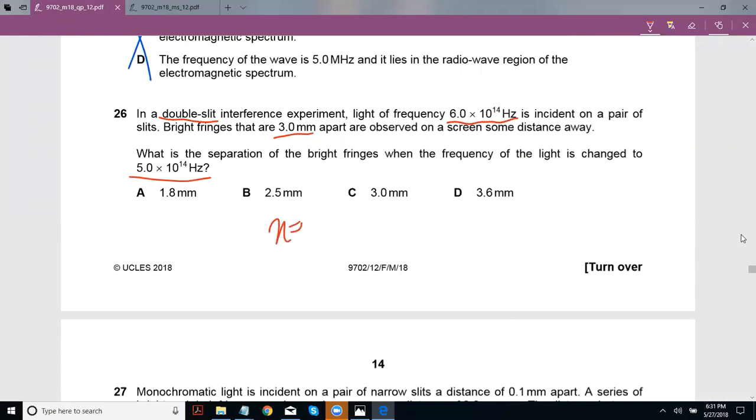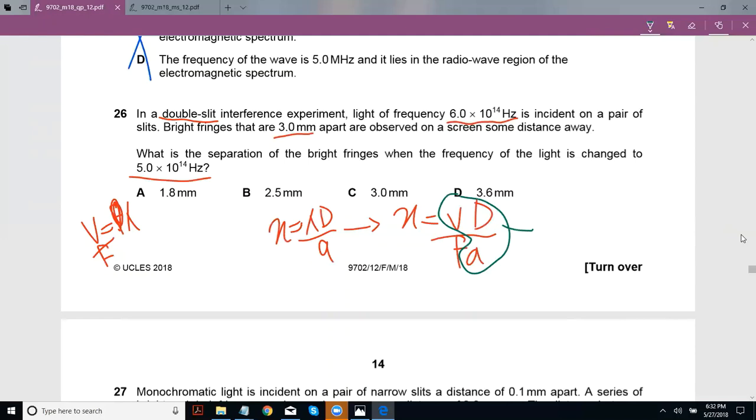So x is equal to lambda d upon a, and just for our convenience, if v is equal to f lambda, then lambda is equal to v upon f. So we can write this as x is equal to v d upon f a. Again, v is constant, d upon a constant. In fact, even speed is going to be constant for light, right? Speed of light is always 3 into 10 to the power 8. So all of this is in a way constant, which kind of leaves you with x is equal to k, constant, 1 upon f. Anyhow, but how does that help us?